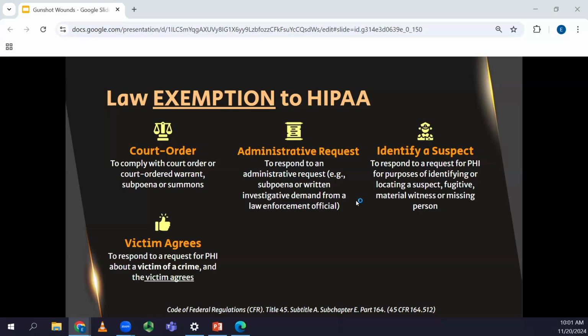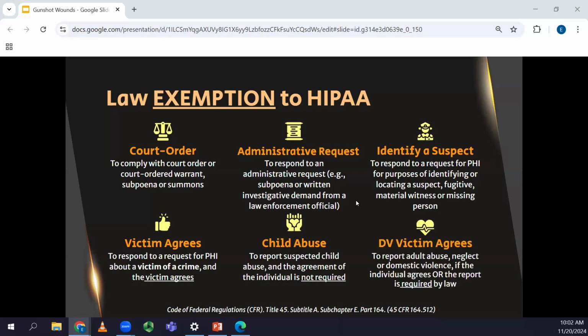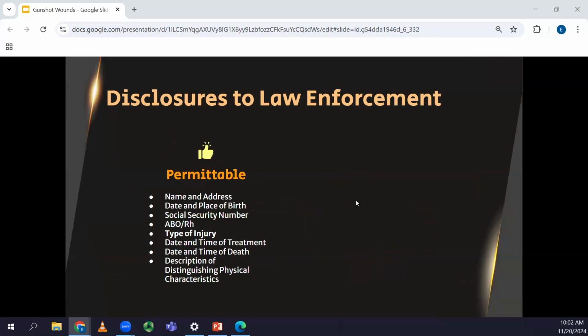And obviously, if the victim of a crime agrees, then we can always give information. In the case of child abuse, we do not need consent for that. We always give information, especially when it comes to an ACS case. And then DV victims, they have to agree, except for certain cases, right? I'll talk about that in a little bit.